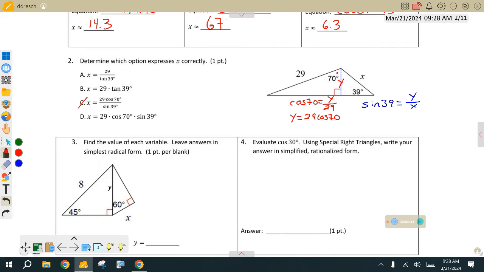Y is locked in as 29 cosine of 70. And as we did up on the very first one, you have to say it's division. X is going to be y divided by the sine of 39. You know what y is. We're going to substitute in. We're going to replace y as 29 cosine of 70 divided by the sine of 39. Okay. So that's why we chose letter C. It's a good one. It's a good SAT question. Freshmen, you're not going to see that. Sophomores, you could probably see it on the PSAT, SAT.